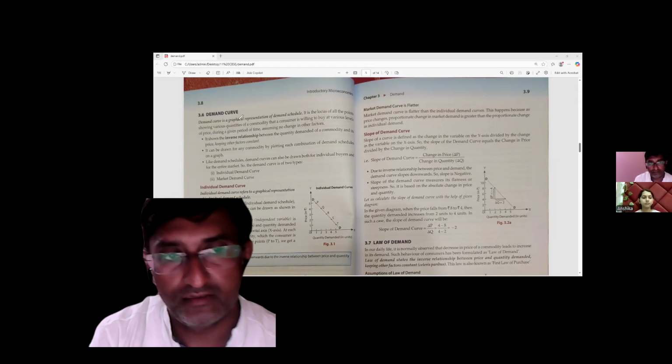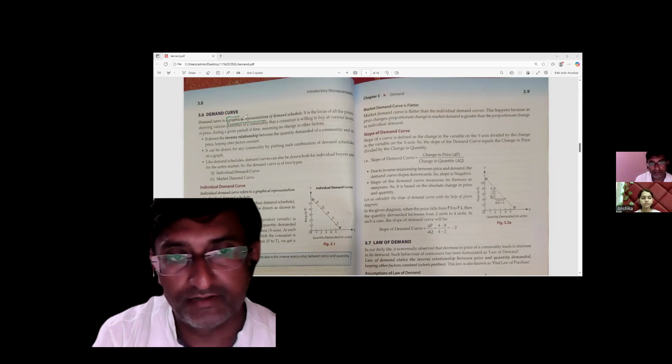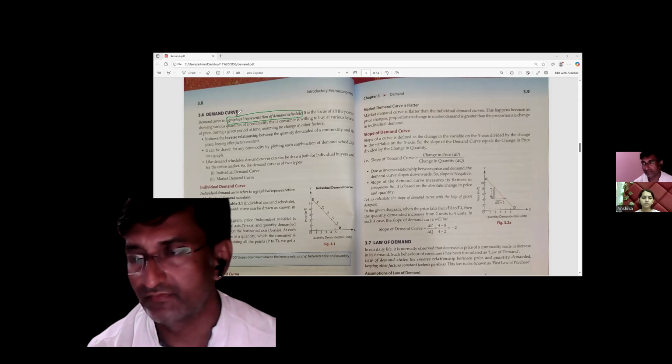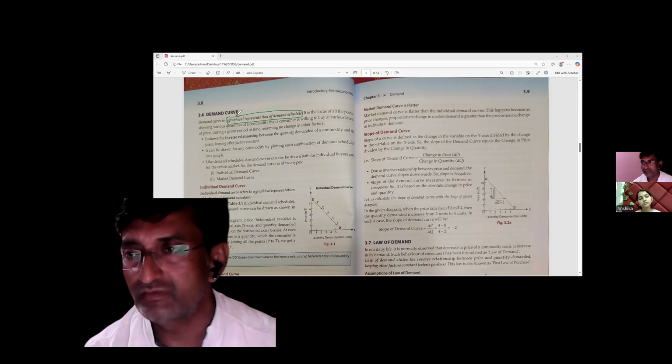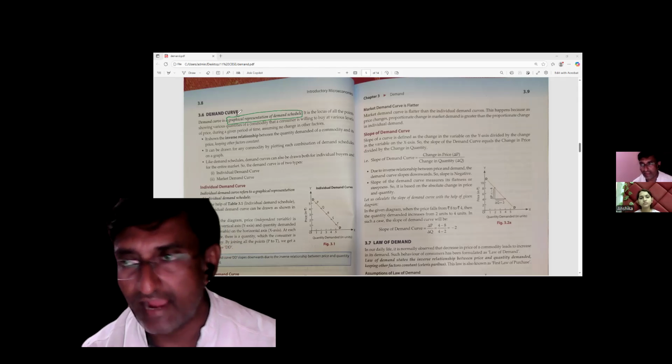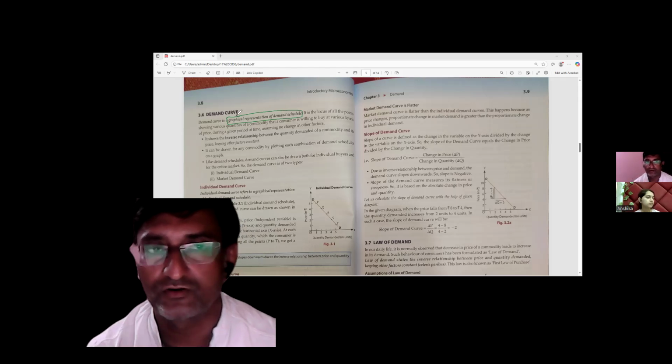Demand curve is a graphical representation of the demand schedule. Whatever we have studied earlier in the market demand schedule, it will be presented in a graphical manner. Nothing is difficult and nothing is different. Whatever we saw in the earlier part is called the demand schedule. When that demand schedule is represented in diagrammatic or graphical form, it is called the demand curve.